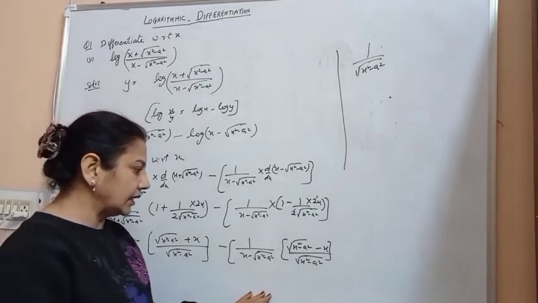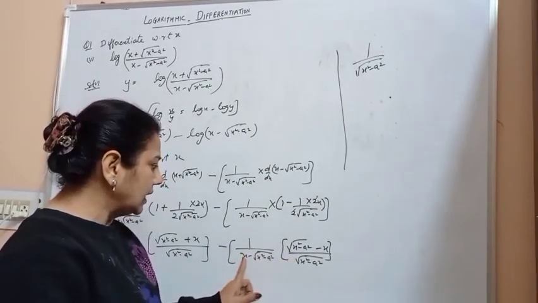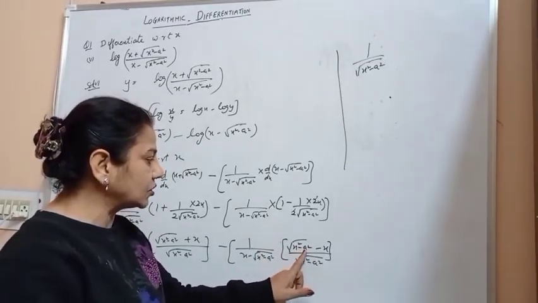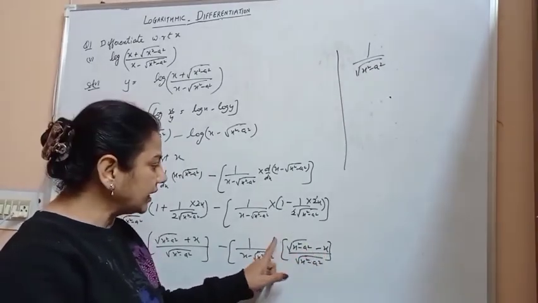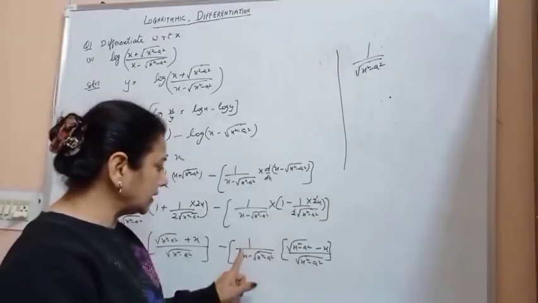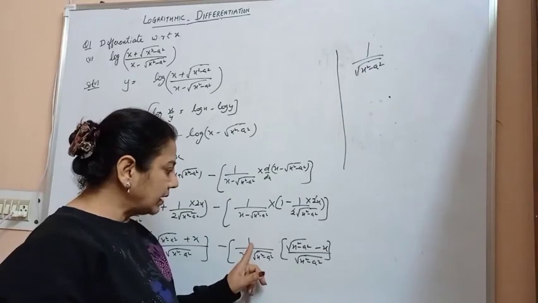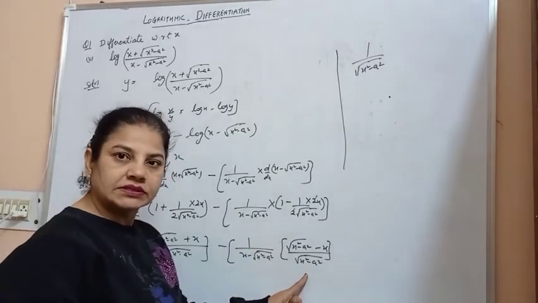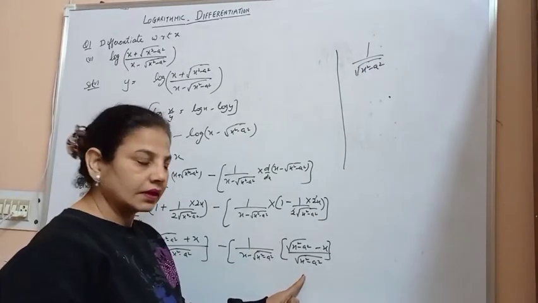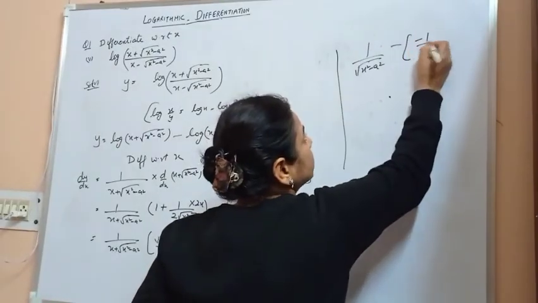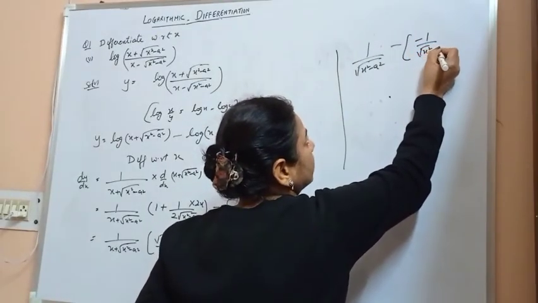Now in this particular case, you can observe here x minus under root x square minus a square, and here it is given as under root x square minus a square minus x. If I take minus common, what should I get? I get x minus under root x square minus a square. So I have minus 1 upon under root x square minus a square. This will cancel out. I have minus of minus 1 upon under root x square minus a square.